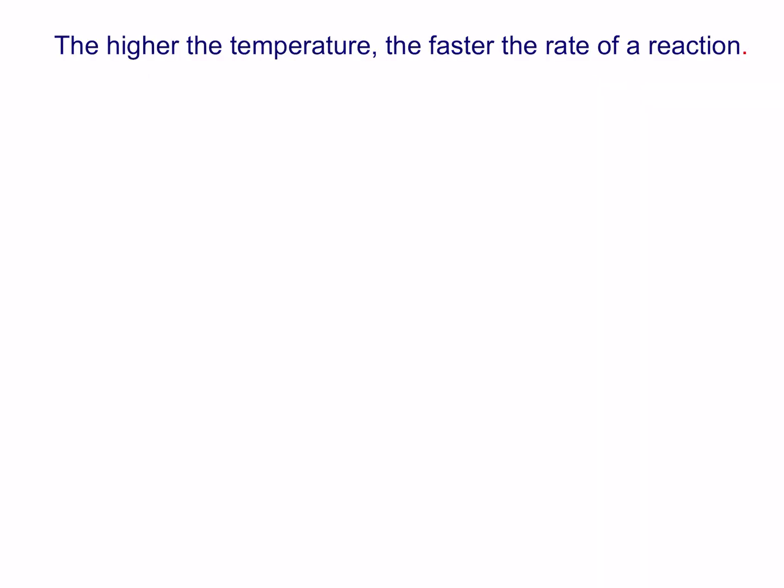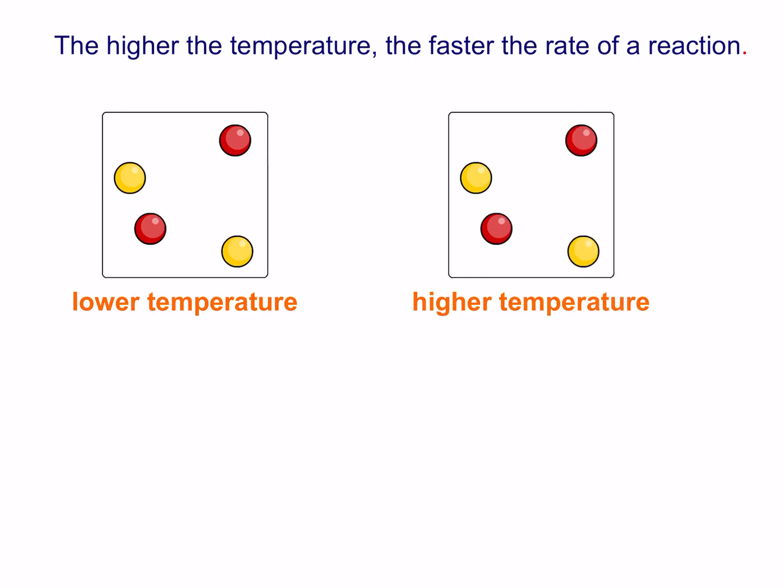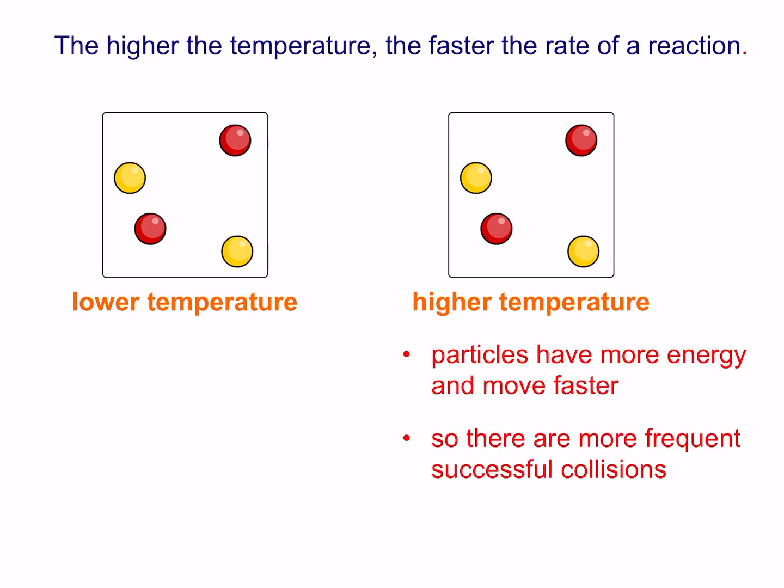Then we moved on to temperature. The higher the temperature, the faster the rate of reaction. Now this time, what hasn't changed? The number of particles in the volume hasn't changed, but now, at a high temperature, the particles have more energy and move faster. So what that they have more energy and move faster? There are more frequent successful collisions. And also, more collisions have the activation energy. That's why more of them will be successful. So this is the only time we mention the particles having more energy.